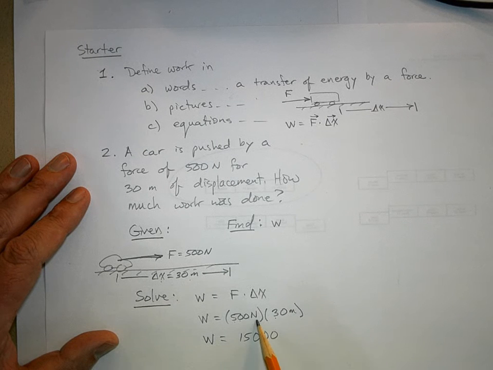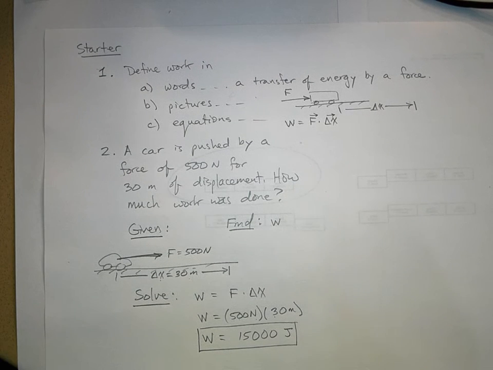And then what is this? What is a newton times a meter? Yeah, it's a joule. So you had to know that. And then you put a box around your answer. So a very simple problem. Work equals force times displacement. I give you the force, I give you the displacement, you multiply, you get the answer.